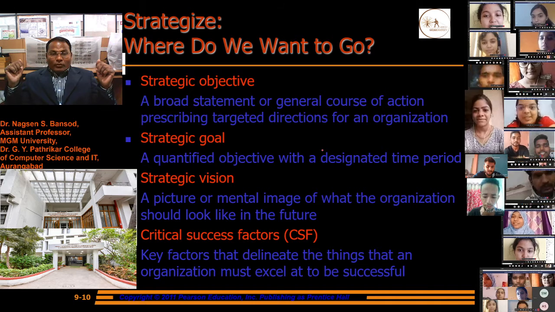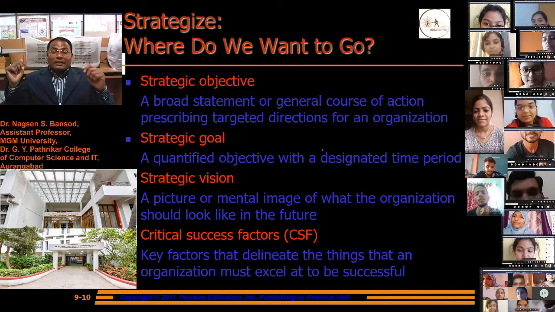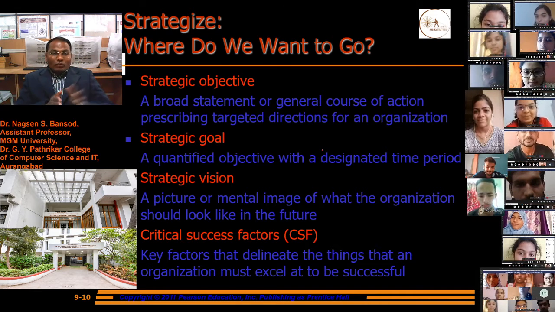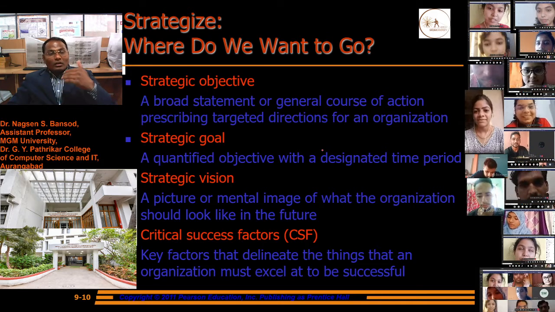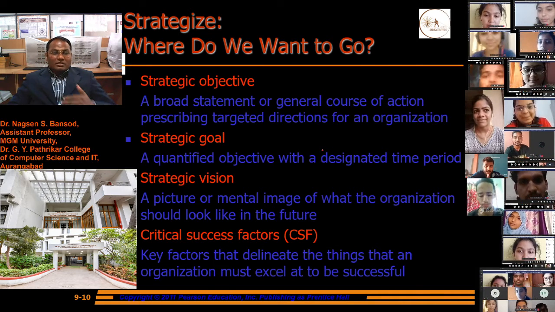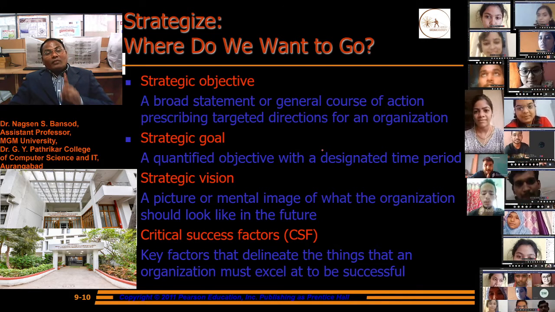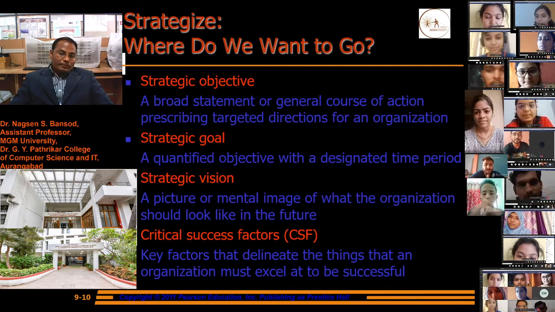Strategic goal: a quantified objective with a designated time period. We have to decide the strategic goal. For one day, we have to decide a target. For the second day, for a month, for 6 months, and for a year. We have to make quantified objectives with designated time period goals.